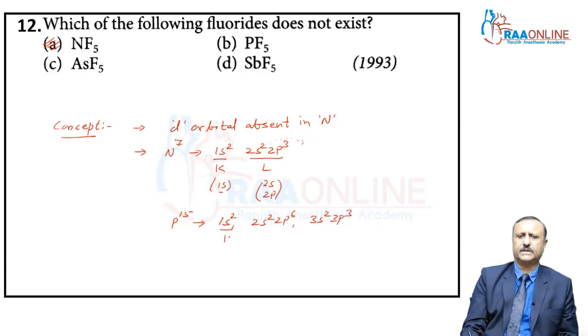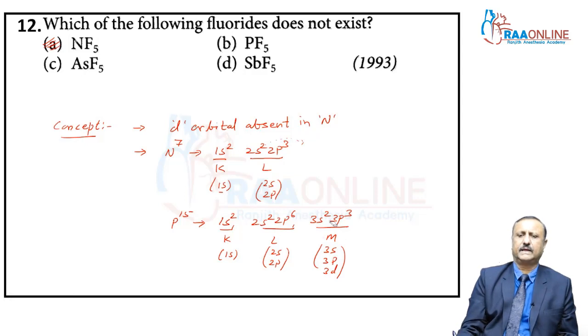Here, my dear students, K shell is present. Here you can see L shell is present, and here you can see M shell is present. In the K shell, only one orbital is present, 1s. In the L shell you can get two orbitals, 2s and 2p. And in the M shell you can get three orbitals, 3s, 3p and 3d.